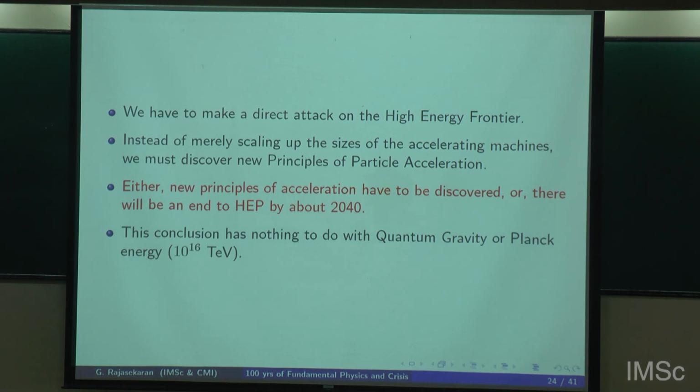14 TeV machine is the highest machine now. They want to go up to 100 TeV. Maybe let us give them the possibility of even going up to 1000 TeV. Beyond that, the conventional methods will not work. Even the whole circumference of Earth will not be enough to accelerate. So we have to have other methods. So this conclusion that we have to have new principles of acceleration has nothing to do with quantum gravity or Planck energy, 10^16 TeV. It is a practical question now.